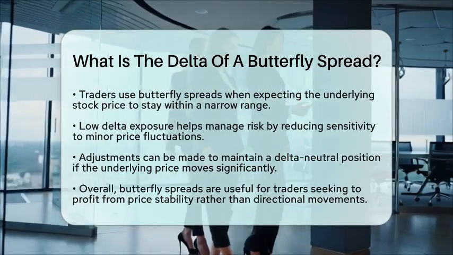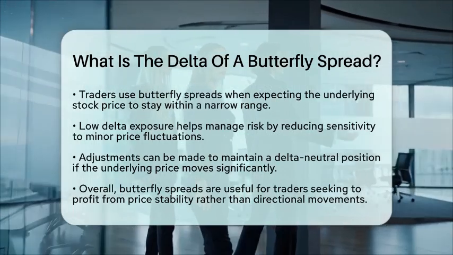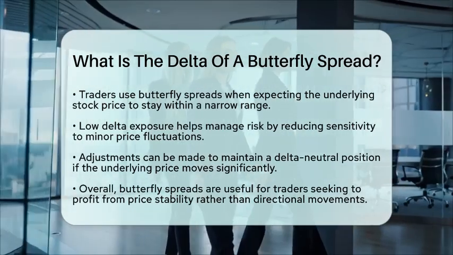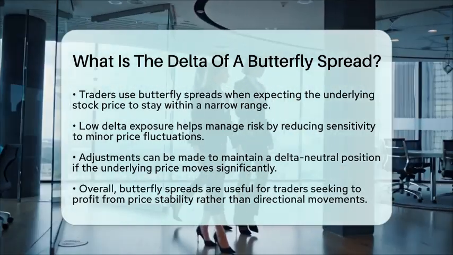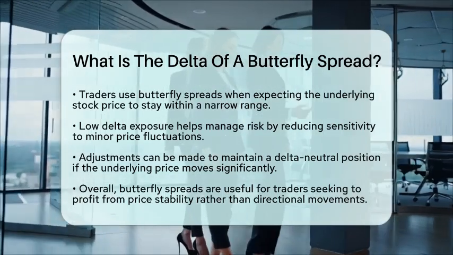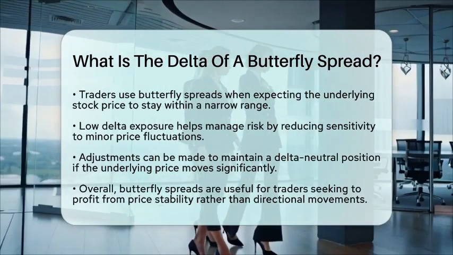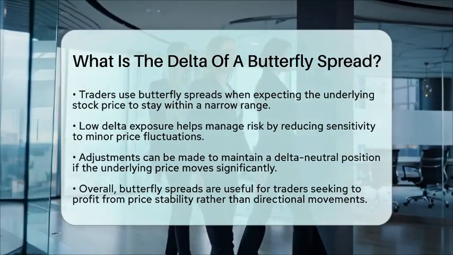Overall, the delta of a butterfly spread is generally close to 0 at the outset. This characteristic reflects its market-neutral stance and limited directional risk. This makes it a useful strategy for traders who aim to profit from price stability rather than directional moves in the underlying stock.